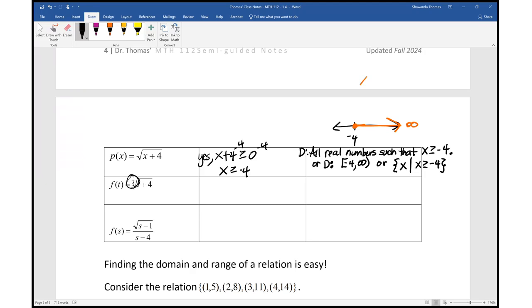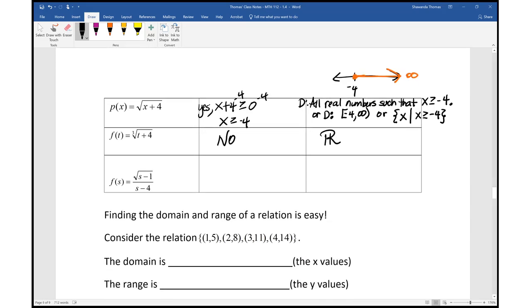That 3 is an odd number. So there is no restriction actually on this particular radical because it's an odd root radical. And you can have negative numbers under cube roots, just not square roots. So all real numbers is the answer.